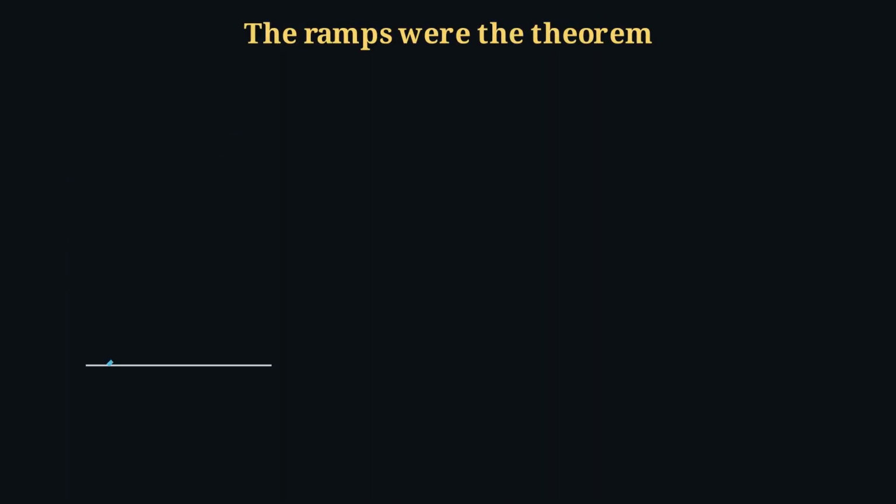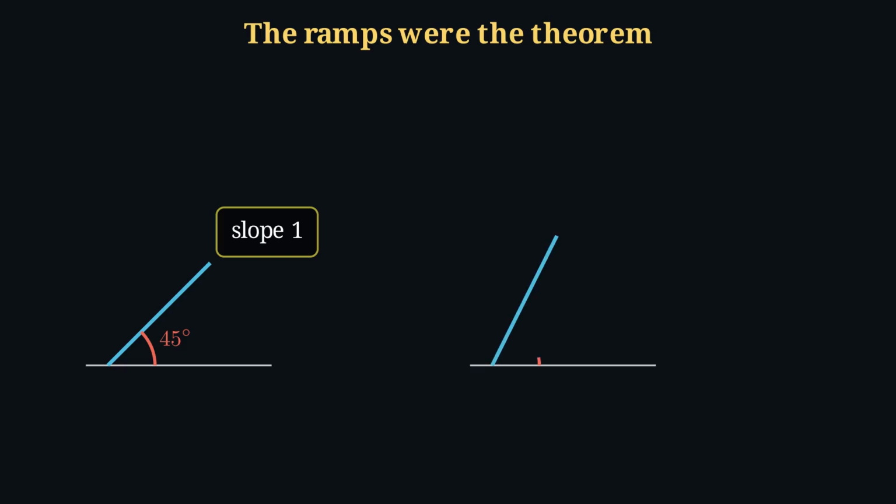Remember the ramps? The 45-degree ramp, tangent of 45 degrees is 1, slope 1 exactly as we drew it. And the slope 2 ramp, the angle whose tangent is exactly 2 measures about 63 degrees. Those pins were the theorem all along. Look how far the road goes.